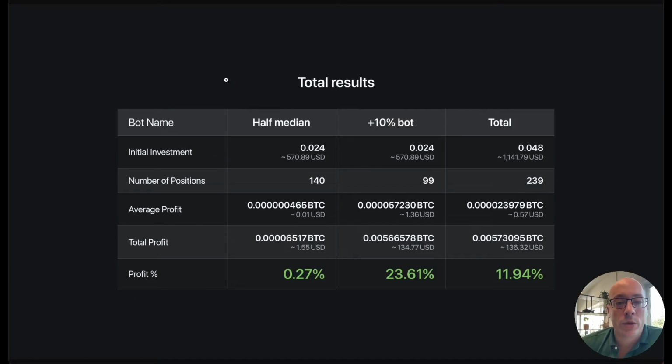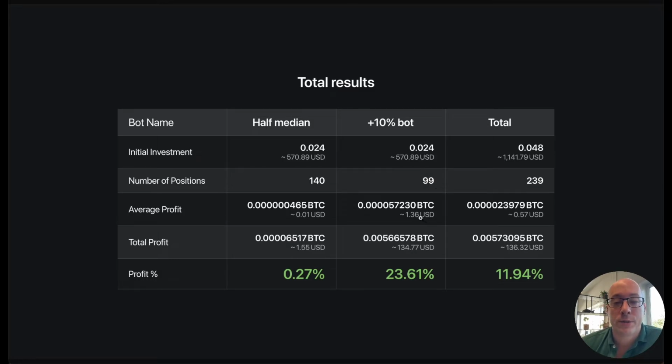We can see that with the Luna crash, with the T-Loss crash that we've had on both bots, we can see what it's done over time. So same initial investment, way more positions for the half median one, and this includes the Luna loss. So we can see here that the half median one has only just recovered. It takes the half median bot longer to recover from the Luna loss because it uses the same investment as the 10% one.